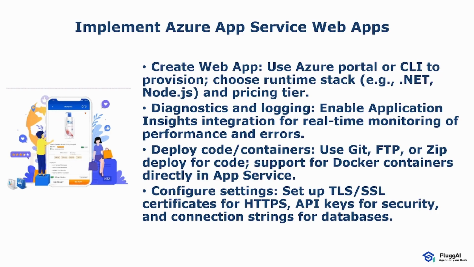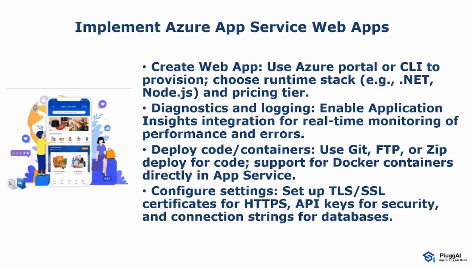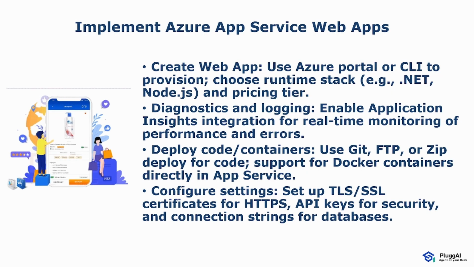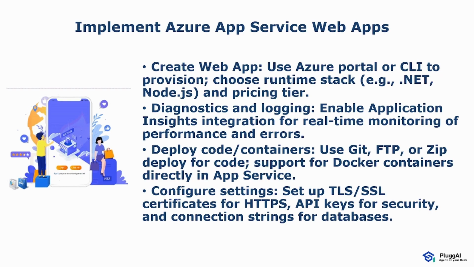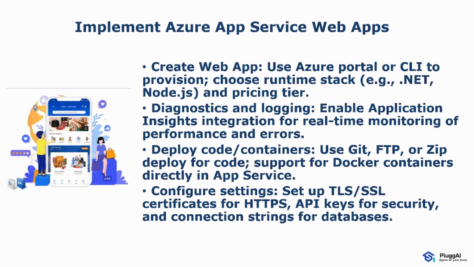Once it's created, deployment is next. You've got so many options, and trust me, the exam will throw scenarios at you to pick the best one. You can deploy straight from GitHub, GitLab, Bitbucket with continuous deployment. Super smooth, every push triggers a build and deploy, or use local Git, zip deploy, FTP if you're old school, or even Visual Studio, VS Code direct publish.